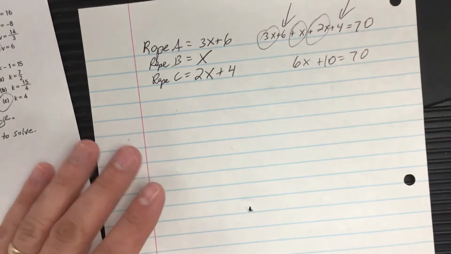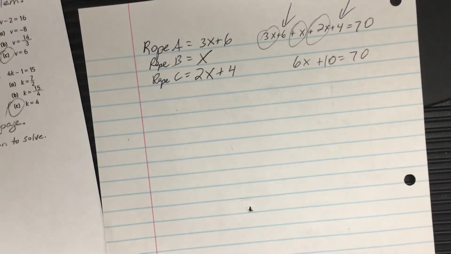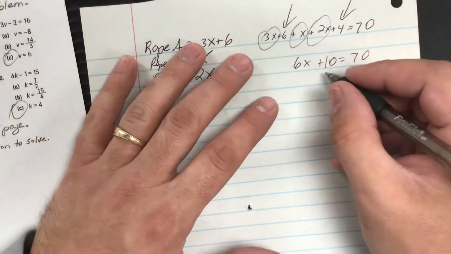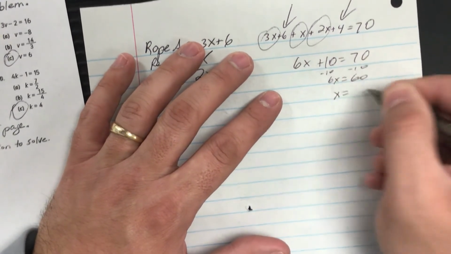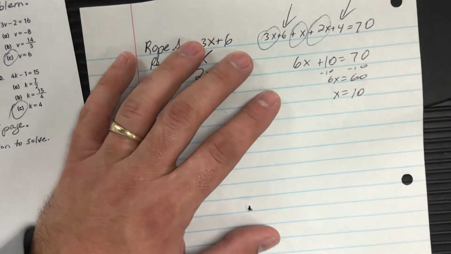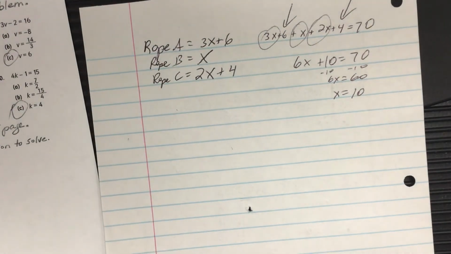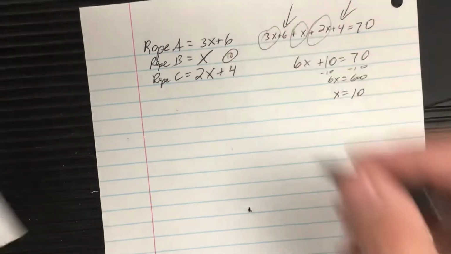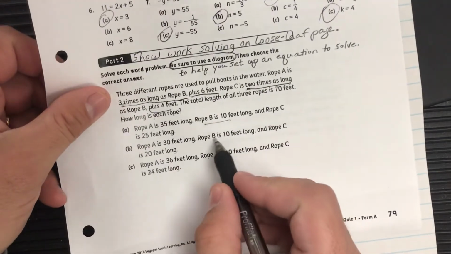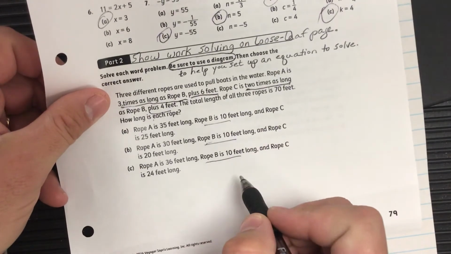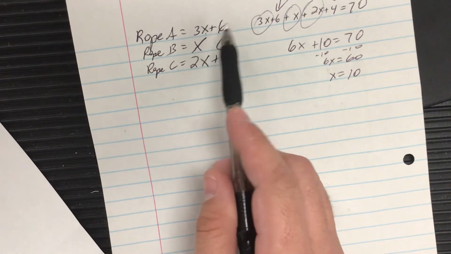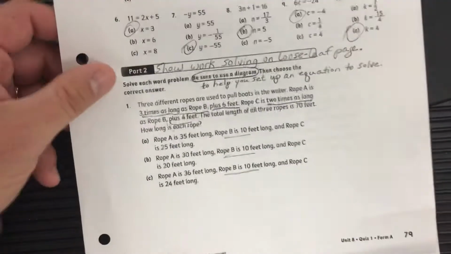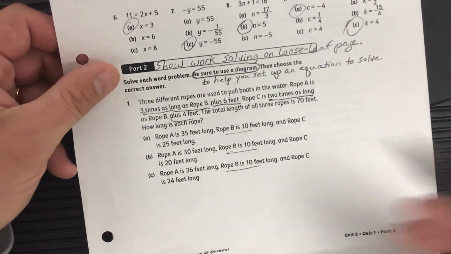And now I'm going to solve it just like I did in activity 1. You would minus 10. 6x equals 60. Divide by 6 and get 10. So x is 10. So B is 10. That doesn't really help us because every one of these says B is 10. So what's rope A? X is 10, so 3 times 10 plus 6 is 36. Do you see which one it is now? Yes, it has to be C.